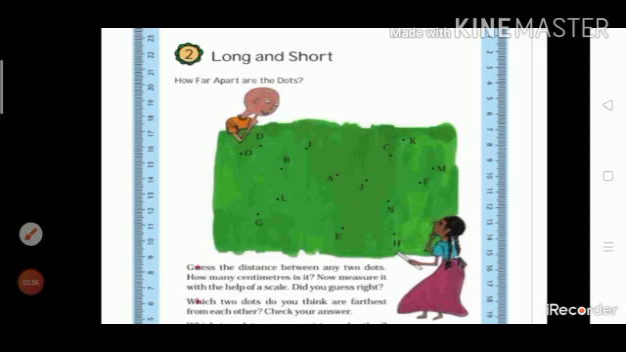Understood, students, how to solve it? The same way you have to solve this exercise in your textbook by yourself. I hope you understand all the basic units of length.